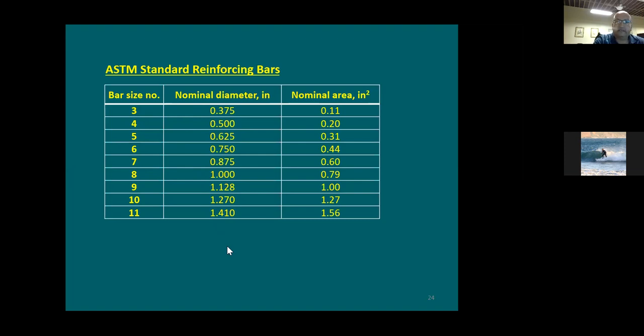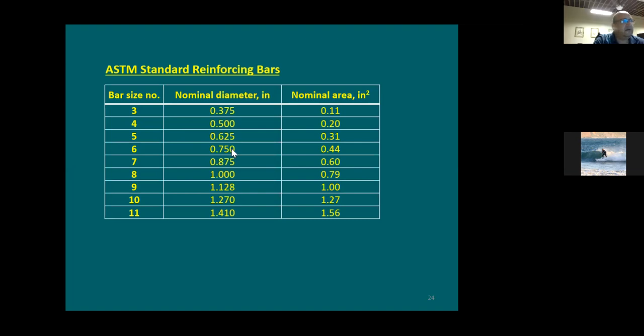So this is easy to understand. Nominal diameter here is not the actual diameter. It's close to the actual diameter because you have certain tolerance in the production process, and it's okay to be a little bit different from the nominal size. So let's say number 6 means 3/4 of an inch, because it's gonna be 6/8. Usually we don't call it 6/8, we just call it number 6, diameter is gonna be 0.75.